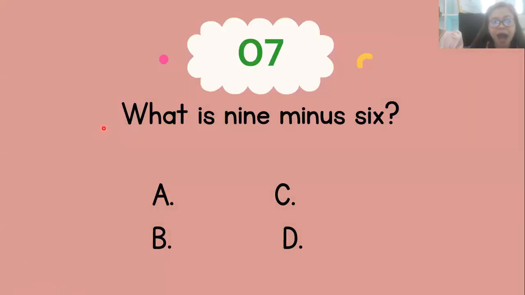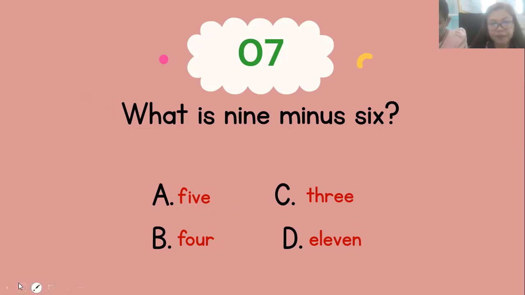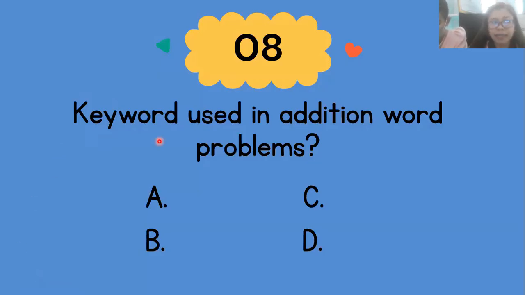Okay, so what is 9 minus 6? What is 9 minus 6? A, 5. B, 4, C, 3, D, 11. What is 9 minus 6? 5, 4, 3, 11. Okay. Number 8. Done? Okay.